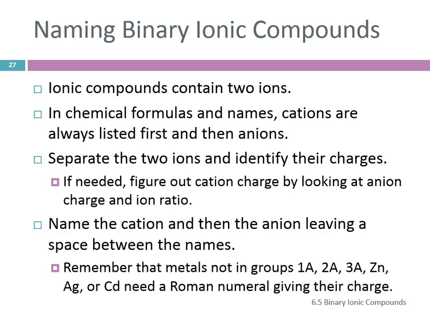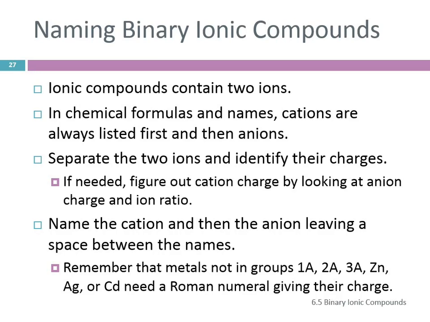Then we're going to name the cation first, and we'll name the anion second, and we'll leave a space between their names. Because when you write your name, if you're named John Smith, you write John and then a space and Smith, right? Because that's what we do. Compound names are the same way. There's usually two words in them and there's a space in between. They're not capitalized though, because they're just chemicals. They're not proper nouns.